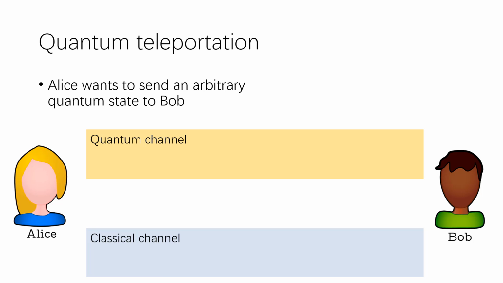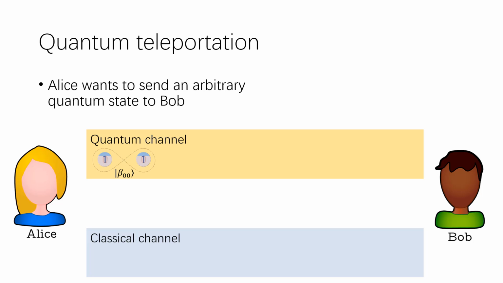It turns out that we need two channels, one quantum channel and one classical channel. The classical channel is something that we use every day, for example, internet or phone or something else. And the quantum channel can be optical fiber, because optical fiber can transmit entangled photons, and photons can carry the quantum state.